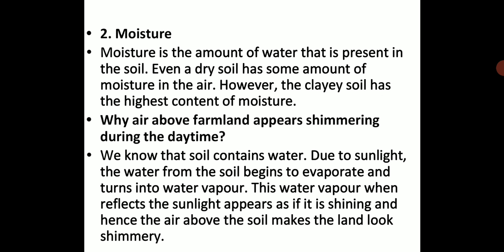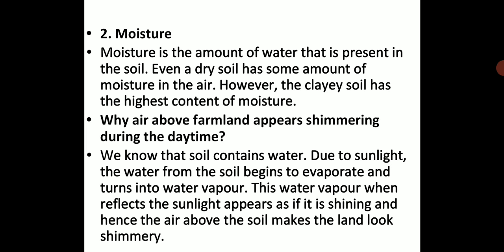Second property of the soil, moisture. Moisture is the amount of water that is present in the soil. Even a dry soil has some amount of moisture in the air. However, the clay soil has the highest content of moisture. So clay type of soil will have the highest content of moisture.